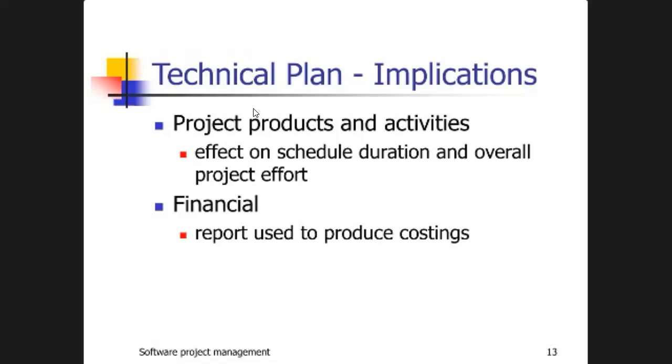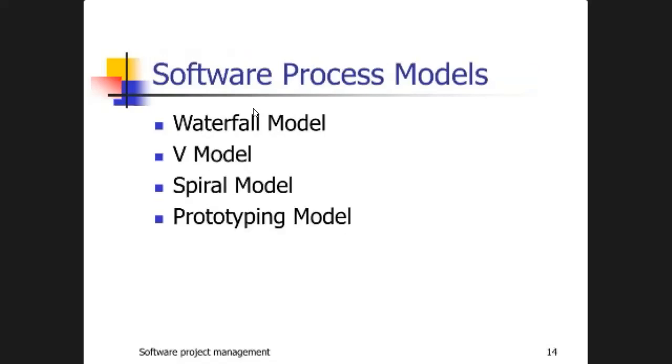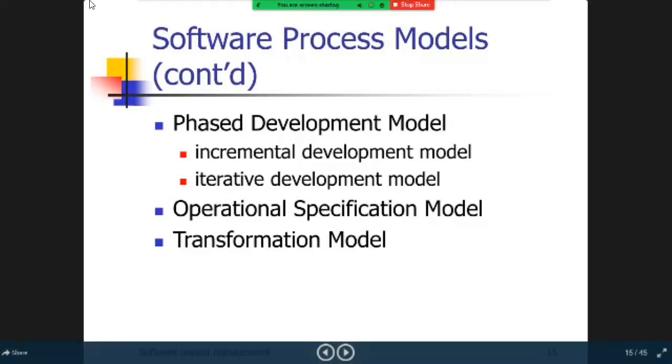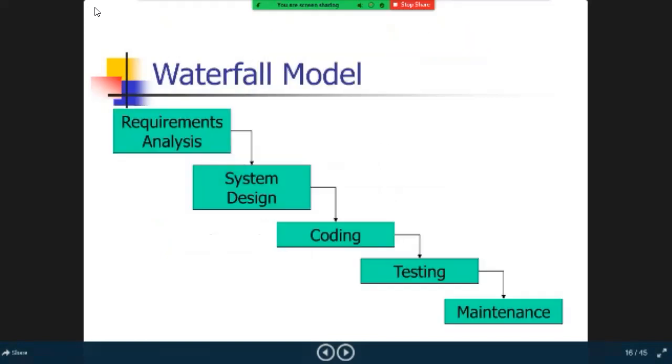Financial: a report used to produce costings. Software process models: waterfall model, V model, spiral model, and prototyping model. Also there is the phase development model, in that incremental development model, iterative development model, operational specification model, and transformation model.